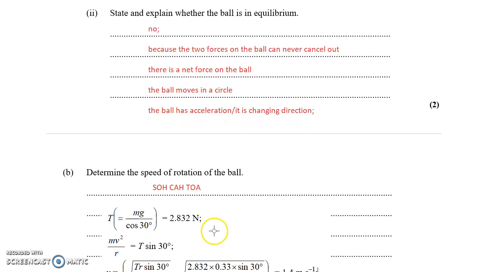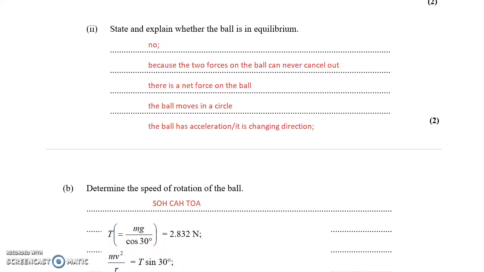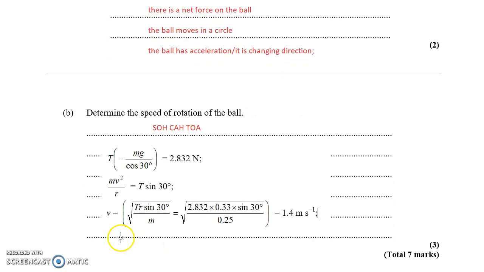So we plug this into the centripetal force equation. T sine 30, that's the horizontal component of tension, is equal to mv squared over r. We do some rearranging that I'm not going to do for you here, but it's in the mark scheme. We rearrange for v, and we get 1.4 meters per second.